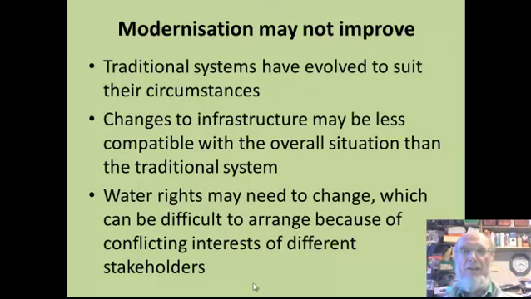Modernisation may not necessarily mean improvement. It's important to remember that traditional systems have evolved to suit their circumstances. If something hasn't worked, then the farmers will try to change it into something that works better. Changes to infrastructure made by the engineers may be less compatible with the overall situation than the traditional system. Also, water rights may need to be changed, which can be difficult to arrange because of the conflicting interests of different stakeholders.